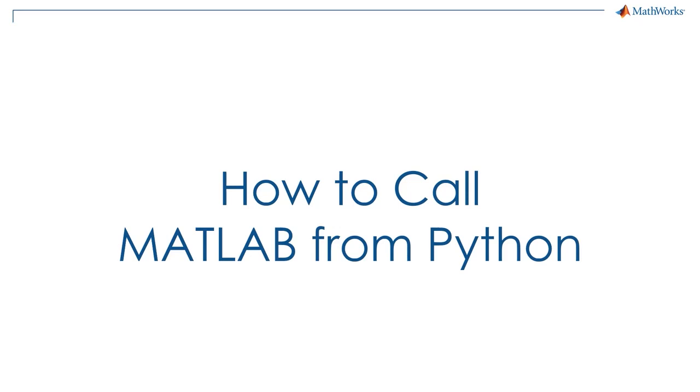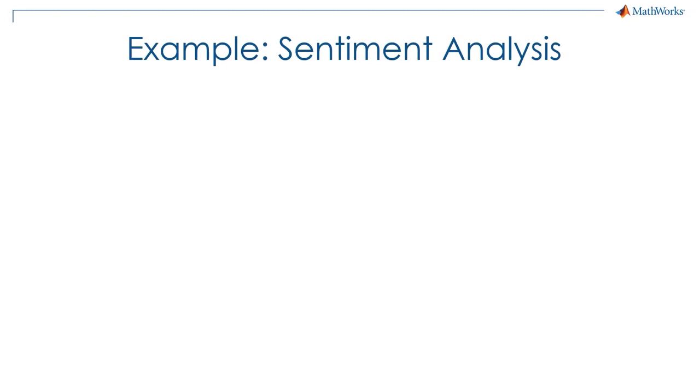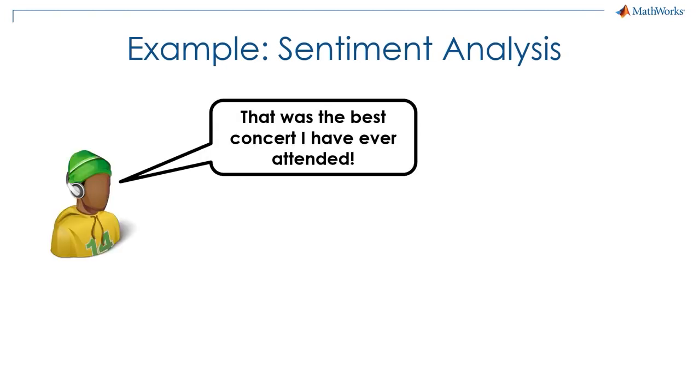In this video, you will learn how to call MATLAB code from Python. To do this, we will use a sentiment analysis example. Suppose a person says that was the best concert they ever attended. A sentiment analysis algorithm will look at this text and output what it thinks is the intent or the sentiment of the person. In this case, it should predict that this was a positive statement.